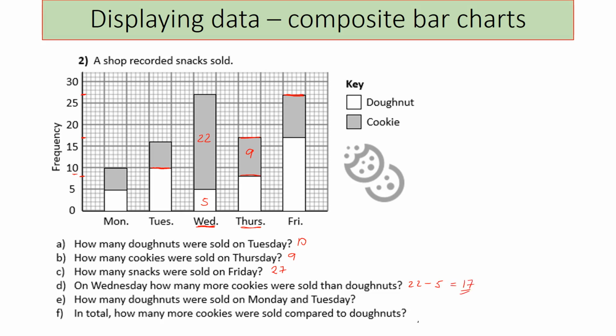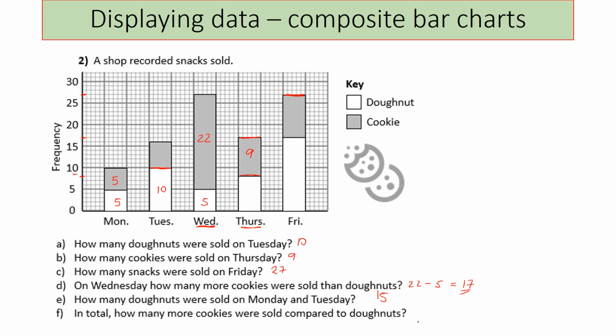How many donuts were sold on Monday and Tuesday? So all together, Monday, that was 5. On Tuesday, 10. So all together, that's 15. And then in total, how many more cookies were sold compared to donuts? So I need to work out the number for all the bars, for both cookies and donuts. Now this gray part of the bar for Monday is also 5, because it goes from 5 to 10.